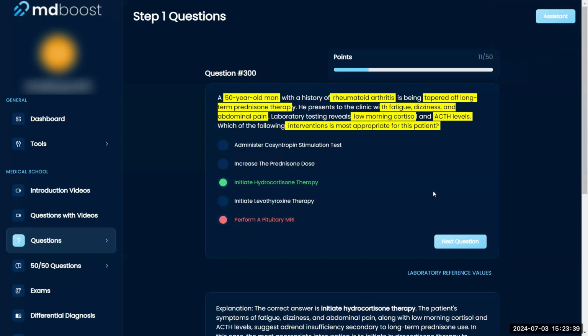Okay, I see. That's the reason why I didn't pick hydrocortisone, because I thought it does the same thing as prednisone. I was like, why would you put them on hydrocortisone if they're on prednisone? Yeah, because you're trying to take them off prednisone, right? So it's like a low-dose prednisone in a sense.